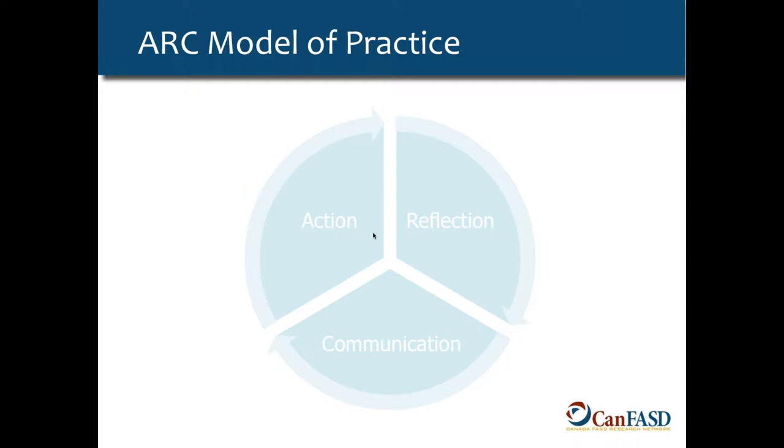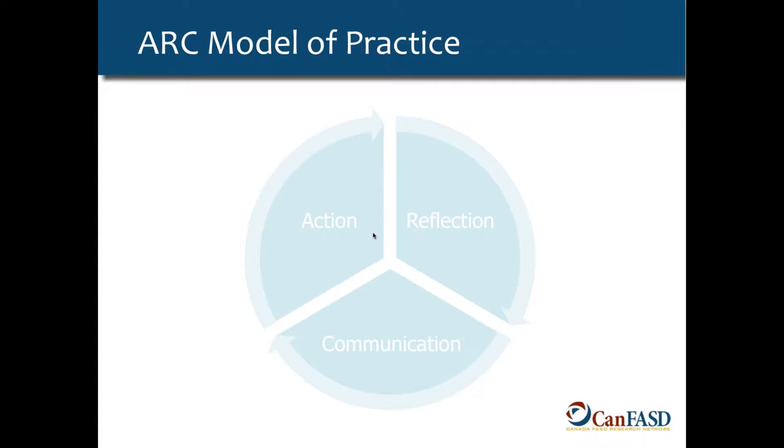In this model, we talk about action, reflection, and communication as being the three core components of learning and adapting our behavior. We need to be able to communicate, and communicate involves learning, sharing, and accumulating knowledge. That knowledge could be coming through a webinar, or through an exchange with another professional. We need to be taking action based on that knowledge, meaning I need to be willing to try new things and try to implement what I'm learning in these communication opportunities.